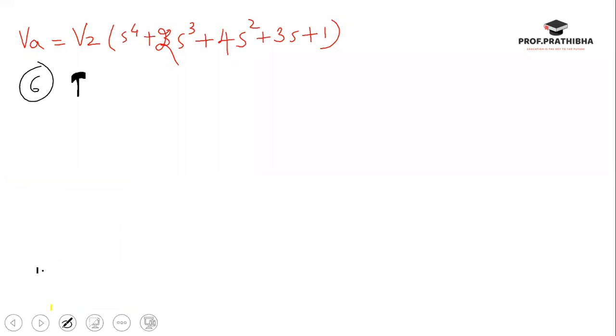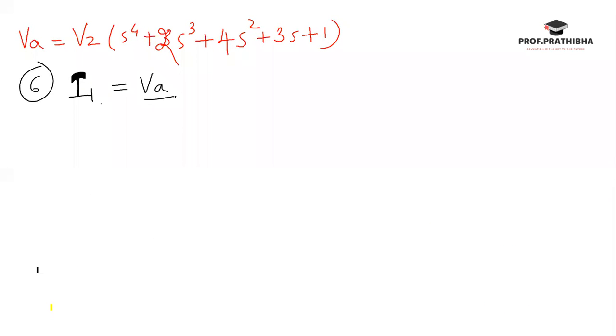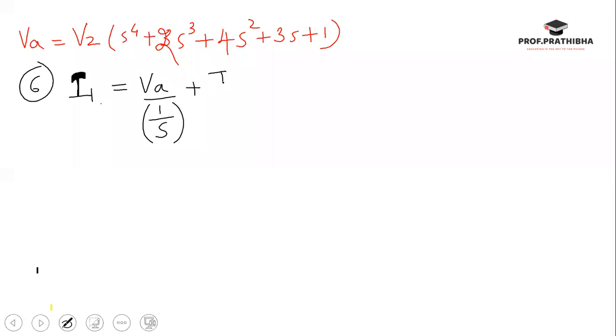So I1 is nothing but VA upon 1 by S plus IA. So that means this is going to be S times of VA plus IA. So what's my I1 going to be? Now again, I have to go and search where's my VA. VA is just above my head.